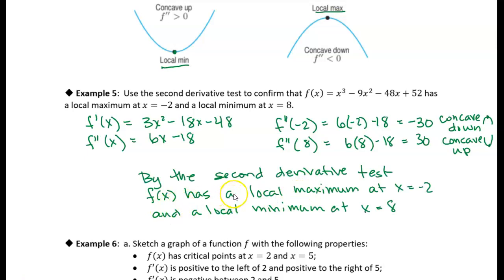So we can conclude that by the second derivative test, f of x has a local maximum at x equals -2 and a local minimum at x equals 8. All right. So I'll meet you in the next video.